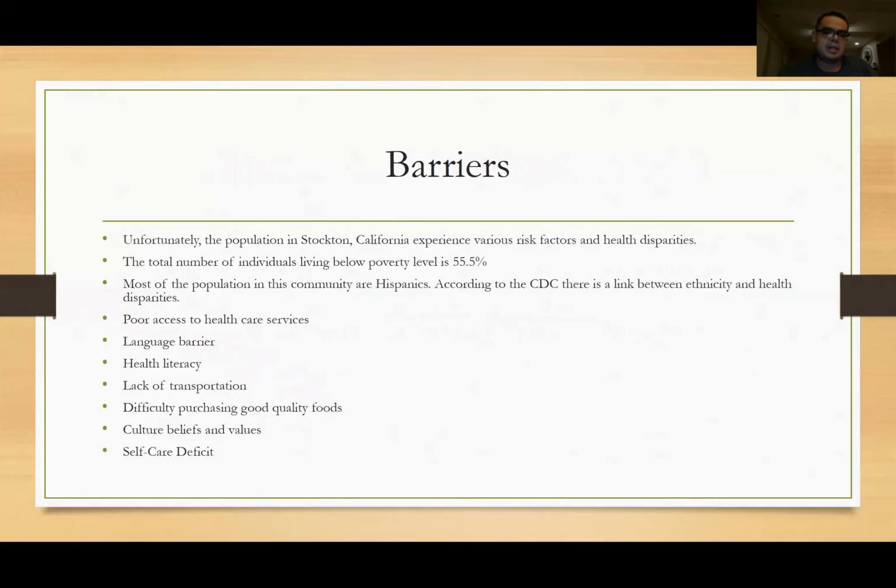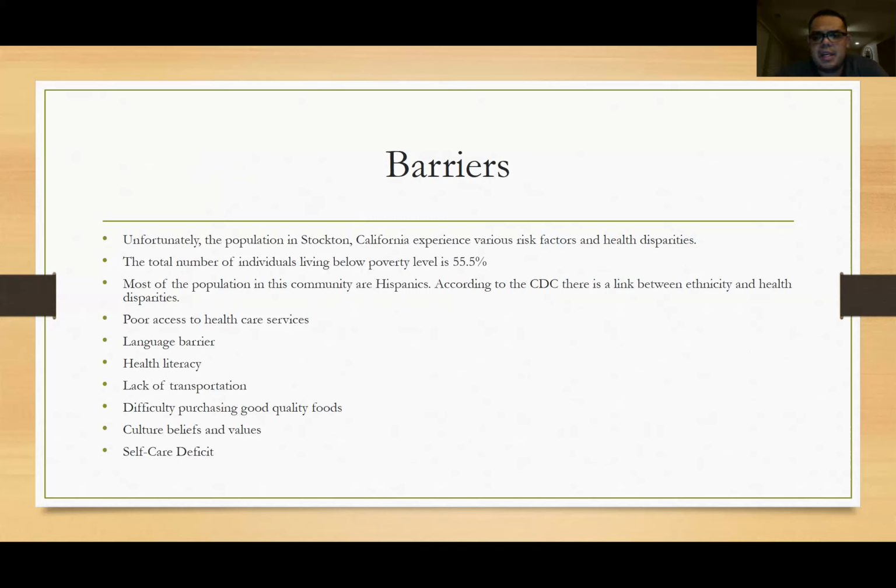So barriers. Barriers that this community experiences. As I said, unfortunately, the population in Stockton, California does experience various risk factors and health disparities. The total number of individuals living below poverty is about 55.5%. That means that more than half of the individuals here are living below poverty. Most of the population in this community are Hispanics, and according to the CDC, there is a link between ethnicity and health disparities. They have poor access to healthcare services.